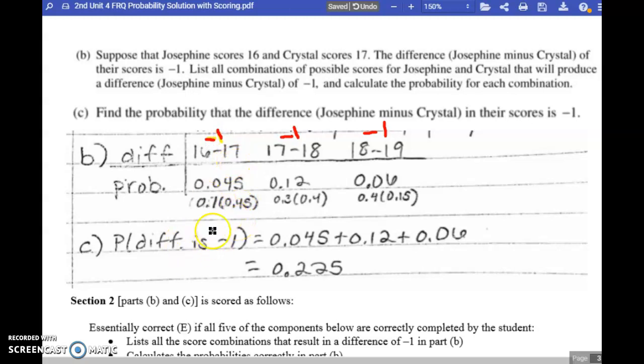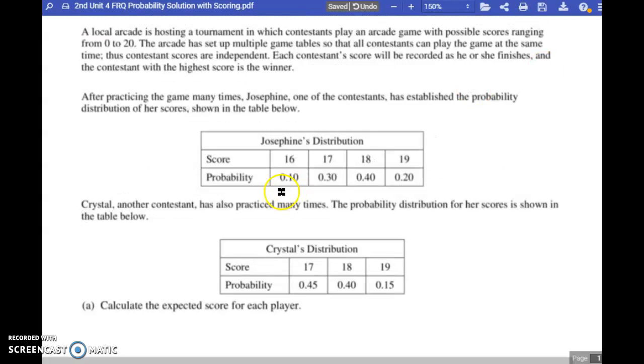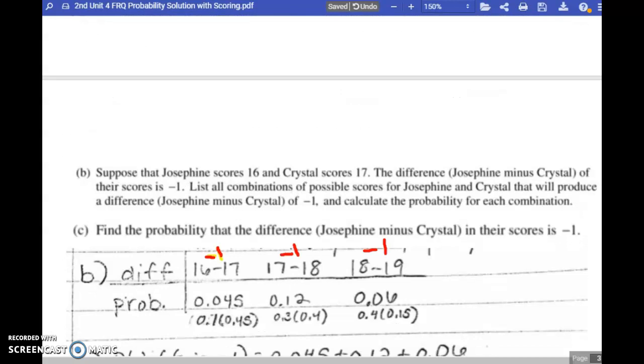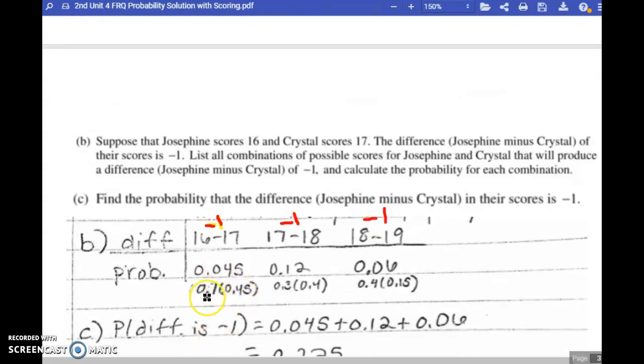And then the probability comes from, well, if Josephine got a 16, that was a 0.1 probability if I go back up here. So Josephine getting a 16 is 0.1. And Crystal getting a 17 is 0.45. So that means 0.1 times 0.45. That is the probability of Josephine getting a 16 and Crystal getting a 17. And same for the rest.